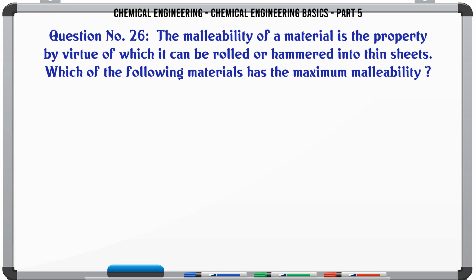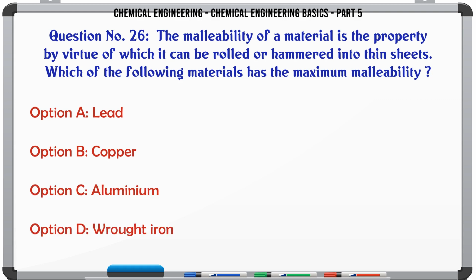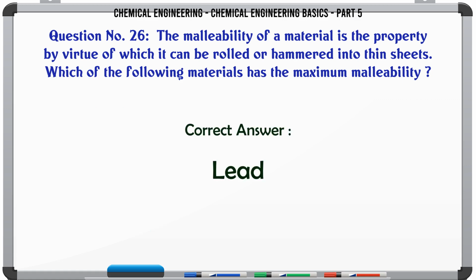The malleability of a material is the property by virtue of which it can be rolled or hammered into thin sheets. Which of the following materials has the maximum malleability? A. Lead, B. Copper, C. Aluminium, D. Wrought iron. The correct answer is lead.